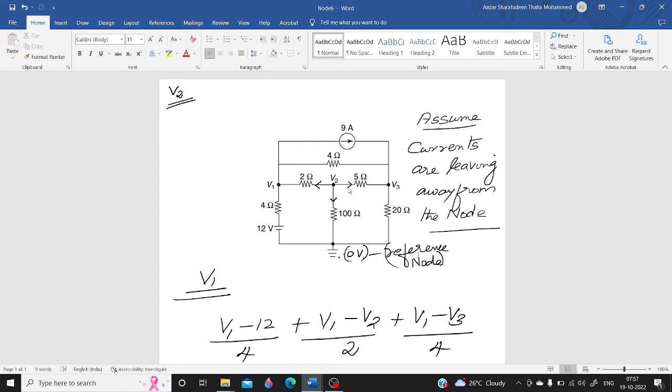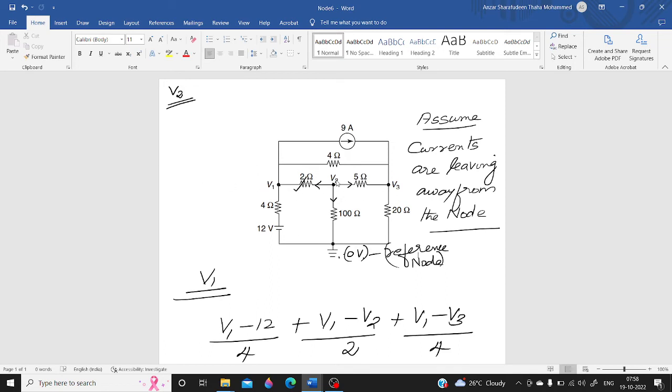For each case, I am considering it as a fresh case or a fresh problem. So here, the current direction, I assume like this. All the currents are leaving away from the node V2. So now you write the KCL equation. Since all the currents are leaving, the algebraic sum of all the currents is equal to 0. So let me write this equation.